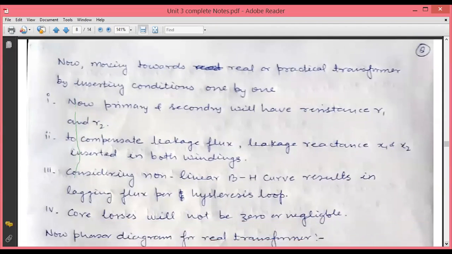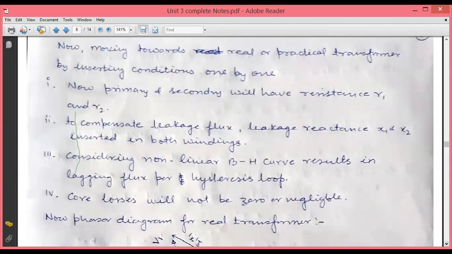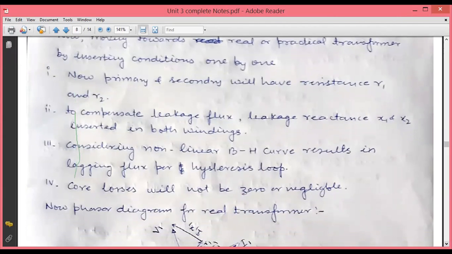The first condition we are going to consider is that the primary and secondary windings will have resistance R1 and R2. What would be the impact of it? We will see a little, please wait. The second condition, to account for the leakage flux, is that the primary and secondary windings have leakage reactances X1 and X2 inserted in both the windings.